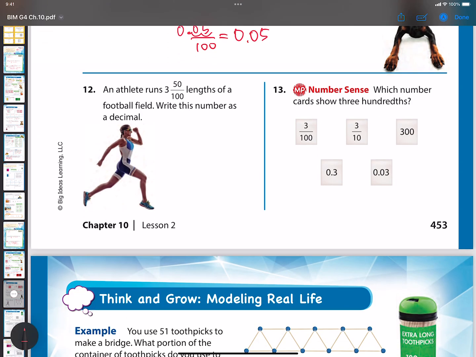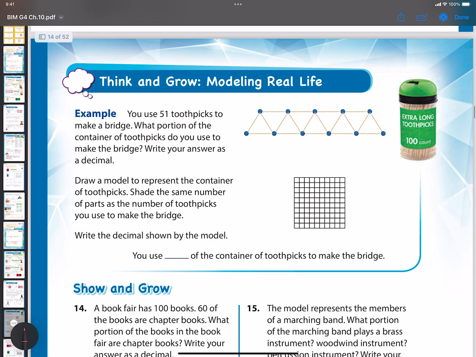Okay, number 12. An athlete runs 3 and 50 over 100 lengths of a football field. Now write this number as a decimal. 3.50. That easy, right? Okay, now which number cards show 3 hundredths? Okay, 3 hundredths. This is the same as 0.03. Okay, so let's find out here and there. Okay, let's move on.